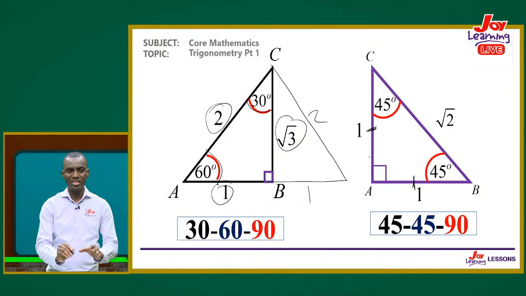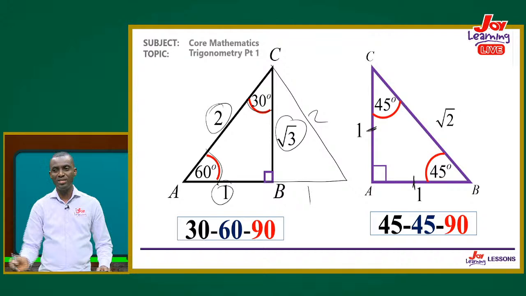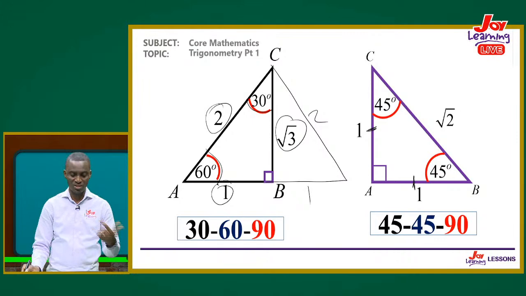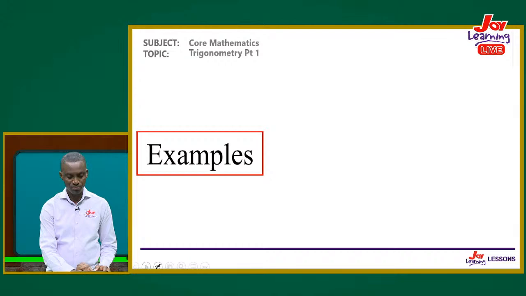So if you're able to keep this information and you put it on the paper before you start solving it, your examiner knows you didn't use a calculator in getting your values of sine 30, cos 30, sine 60, and so on and so forth. Now let's take some few examples.